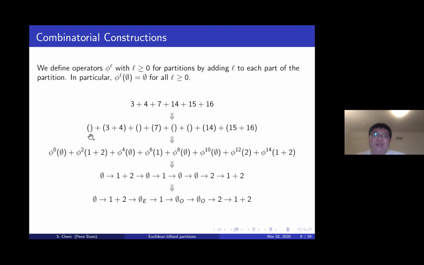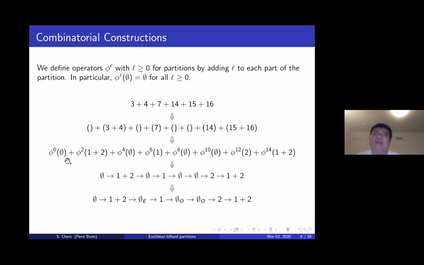And then for each block, we can see that the first one is the empty partition. So we just treat this one as the empty partition acted by phi to a power of 0. And then 3 plus 4 is just 1 plus 2 acted by the operator phi squared. So 1 plus 2 is 3, 2 plus 2 is 4. And then for all other blocks, we do the same thing. So for example, for this block, 1 plus 6 gives us 7, and then 2 plus 12 is 14, 1 plus 14 is 15, 2 plus 14 is 16.